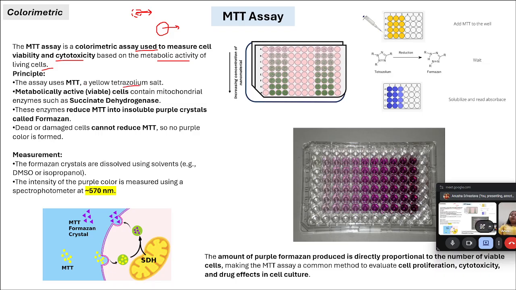It uses a yellow tetrazolium salt that you see here. So metabolically active cells, viable cells or live cells contain mitochondrial enzymes such as succinate dehydrogenase, right? So the live cell or viable cell will have mitochondria which will have succinate dehydrogenase enzyme. What does this succinate dehydrogenase enzyme do? These enzymes reduce MTT, this yellow tetrazolium salt that you are adding.